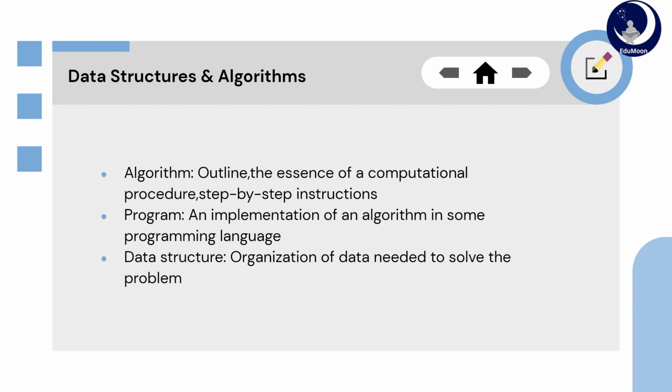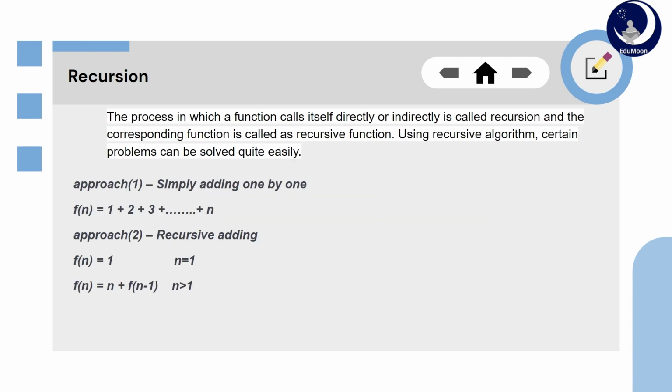An algorithm is an outline of steps that a program or any computational procedure has to take. A program, on the other hand, is an implementation of an algorithm, and it could be in any programming language. Data structure is the way we need to organize the data so that it can be used effectively by the program. Recursion is a process in which a function calls itself directly or indirectly, and the corresponding function is called a recursive function.